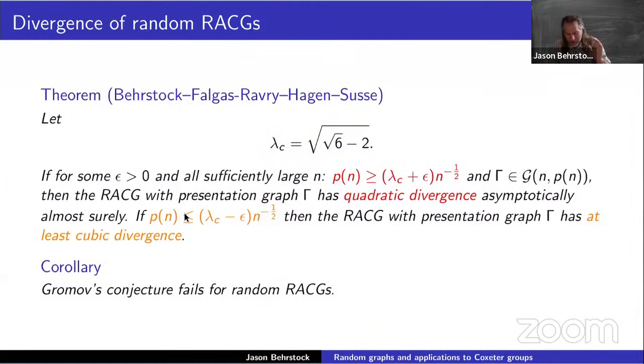Let me say one other corollary first. One corollary of this that I was very excited about is that Gromov's conjecture, even though we knew it was false, the question was, how false is it? Well, it fails for random right-angled Coxeter groups. So that was pretty exciting. There's this very concrete threshold, and we can show that there's not just one weird example that someone could construct. The random graph gives you a counterexample to his conjecture.